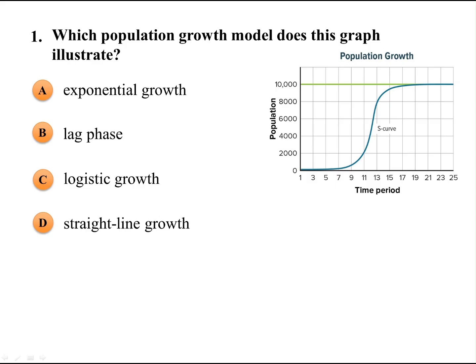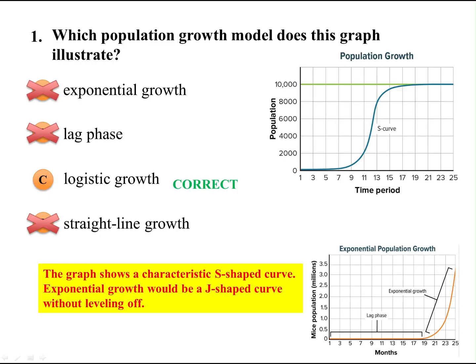Which population growth model does this graph illustrate? It illustrates the logistic growth because the graph shows a characteristic S-shaped curve. And remember that the exponential growth would be a J-shaped curve.